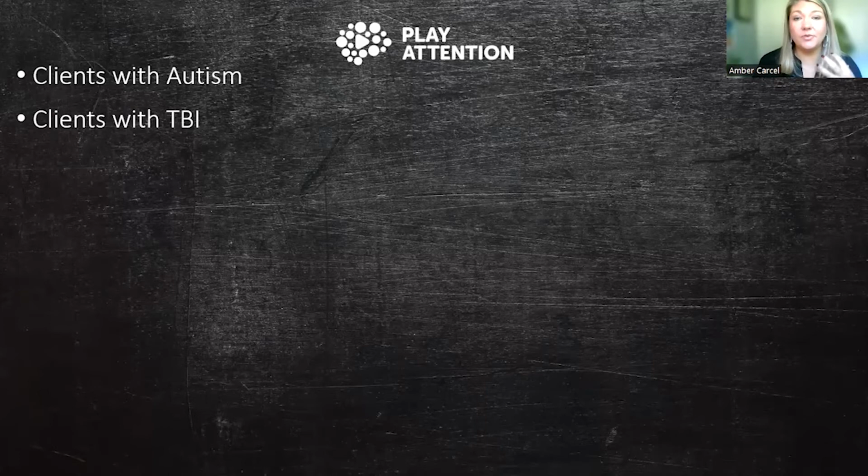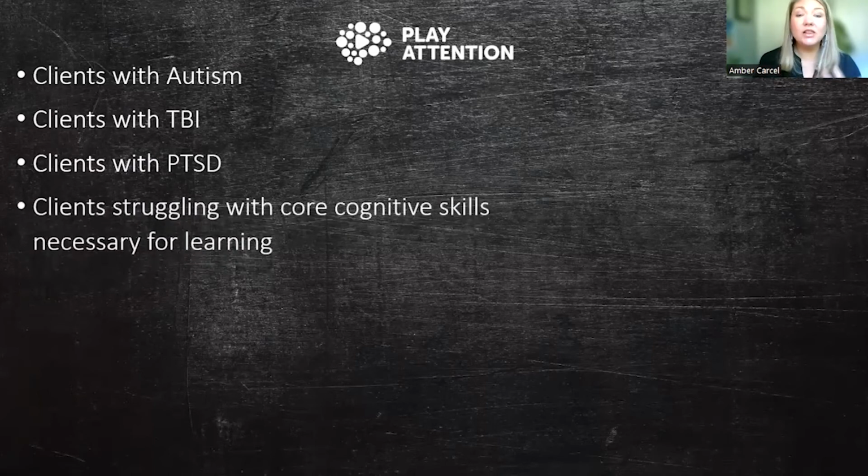So, really helping them, because when we have a traumatic brain injury, it affects our cognitive ability, which is our executive function. Individuals with post traumatic stress syndrome. We know a lot of individuals experience trauma sometime in their life and have PTSD and have weak executive function. So, helping them with those executive function skills, clients struggling with cognitive skills necessary for learning.